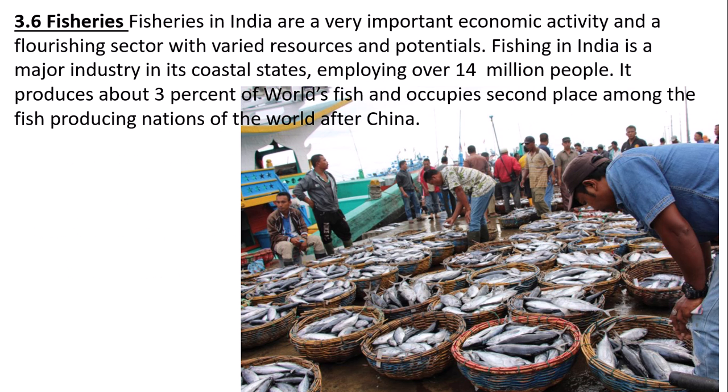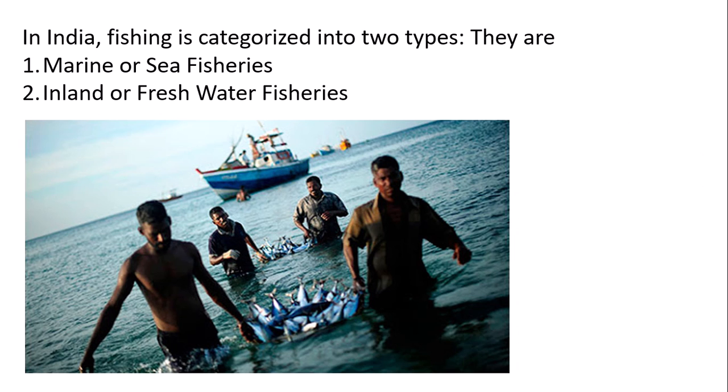Next, we shall learn about fisheries. India is a peninsula, three sides covered with water. So definitely fishing is one of the important occupations of the people. Fishing in India is a major industry in its coastal states, employing over 14 million people. There are marine or sea fisheries and inland or freshwater fisheries.